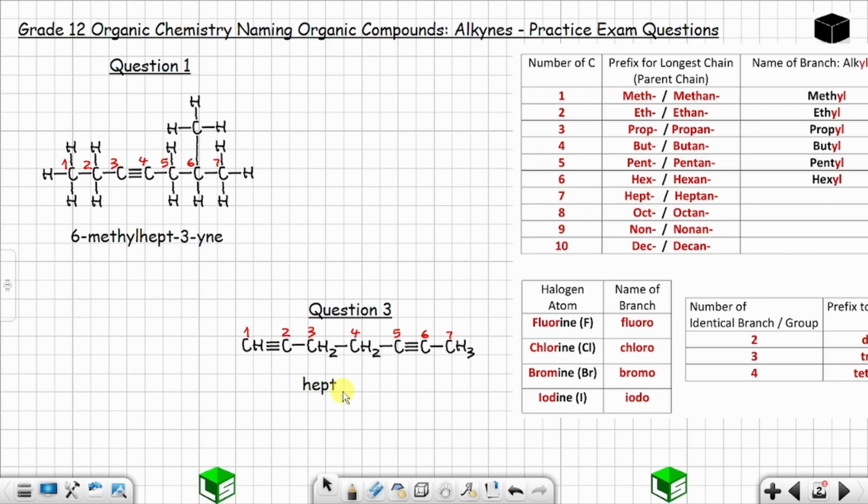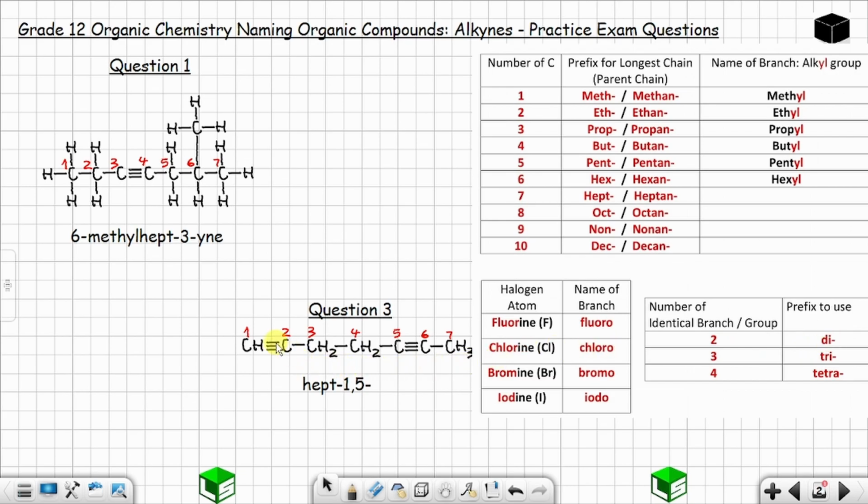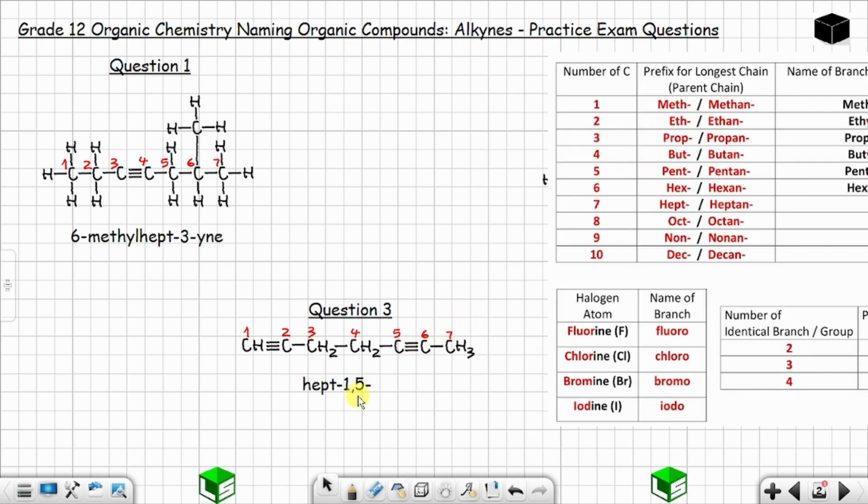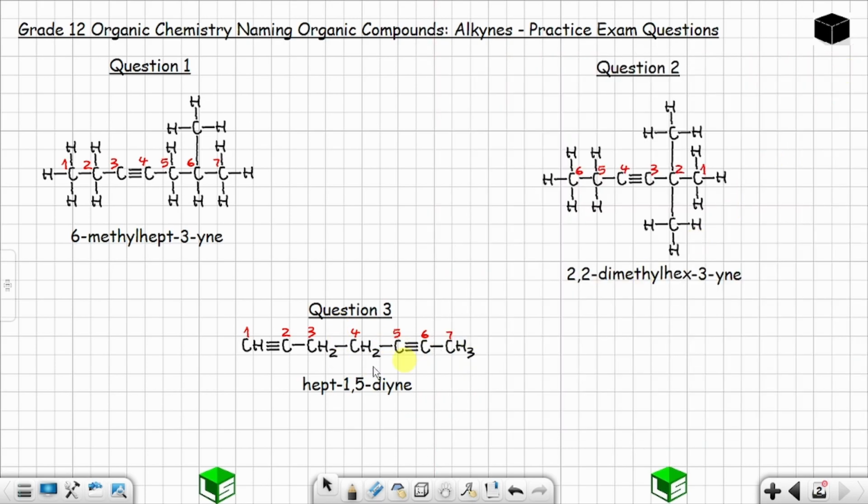And then you need to locate your triple bond. You have it on carbon number 1 and also on carbon number 5. So you are going to have 1,5 like this, right? And you follow it by the suffix yne. But before that, you need to use a prefix, this prefix, because you have 2 of the same thing, a triple bond there and a triple bond there. You are going to use di like this. So it will be di. And then you follow it by the suffix yne like this. So this is the full name for this organic compound, right?